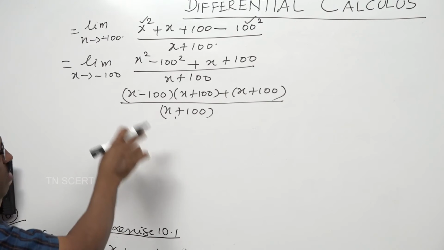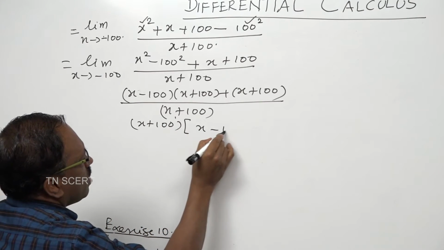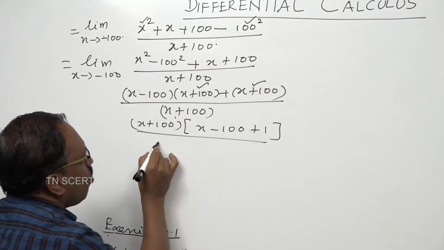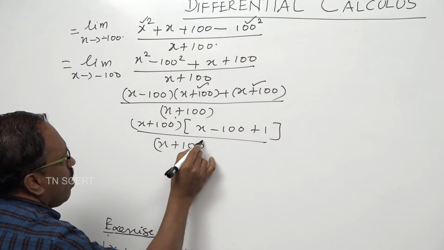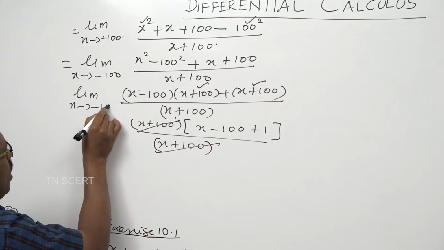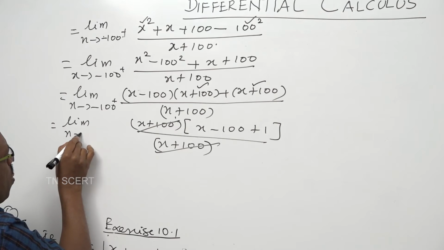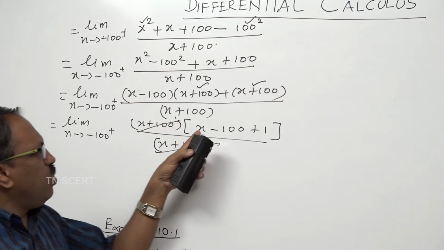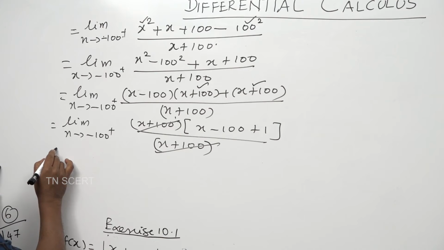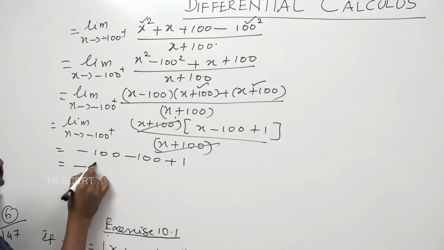Now when I take the value as a common term, what happened? X plus 100 bracket x minus 100 plus 1, because these two are common terms. If I take that, then what else will we have? These two get cancelled. Limit x tends to minus 100, that is right, limit x tends to minus 100 of this. Now you can apply the value. Here what is it? Minus 100 plus 1. What will we get? Minus 100 plus 1, you will get minus 199.